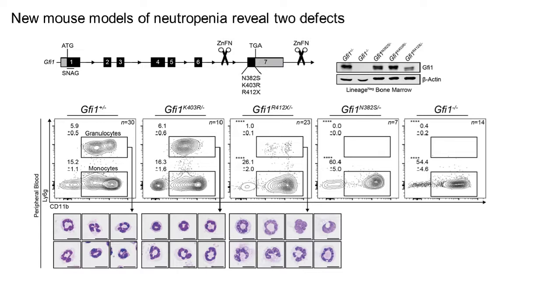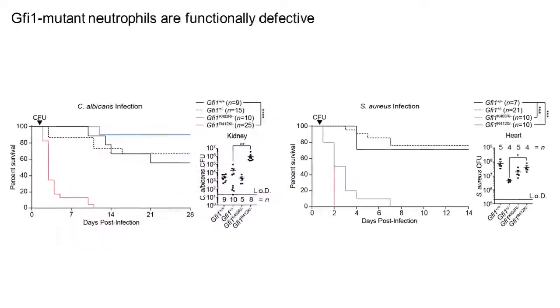Since the N382S mutant mice did not form any neutrophils whatsoever, we decided to focus our analysis on the K403R and R412X mutants. So to investigate the possibility of a functional defect in these mice, we challenged the mice with pathogens that require neutrophils for clearance, C.